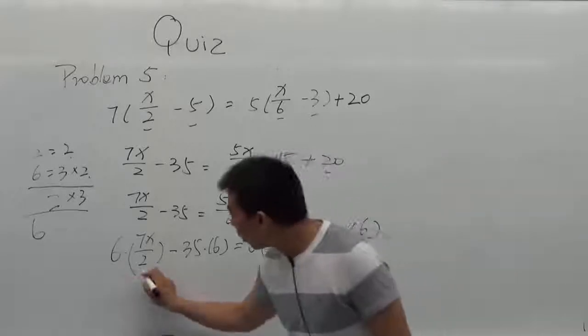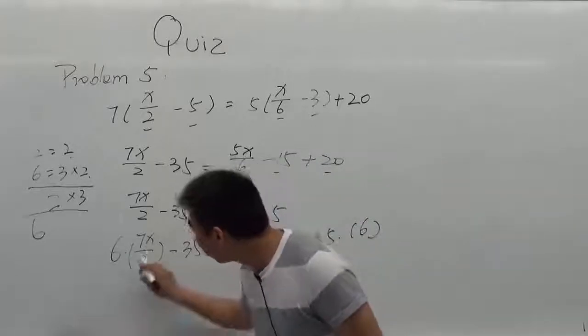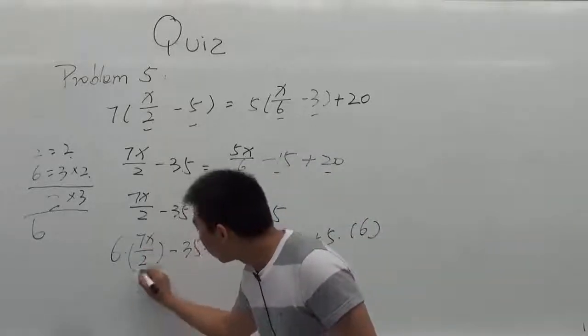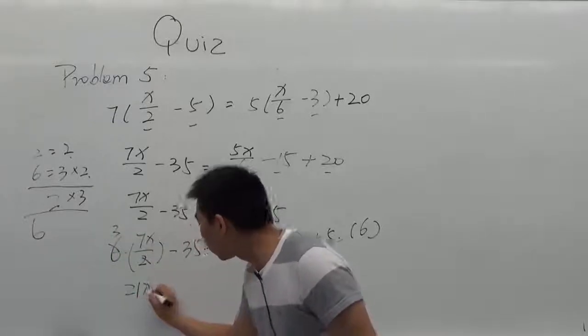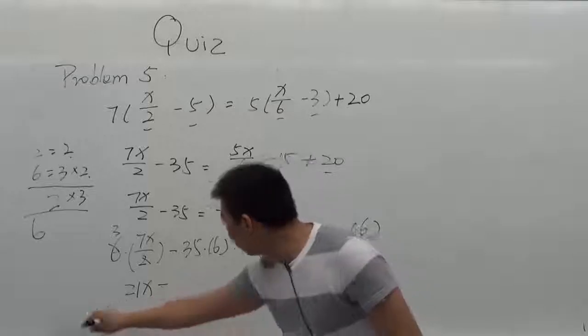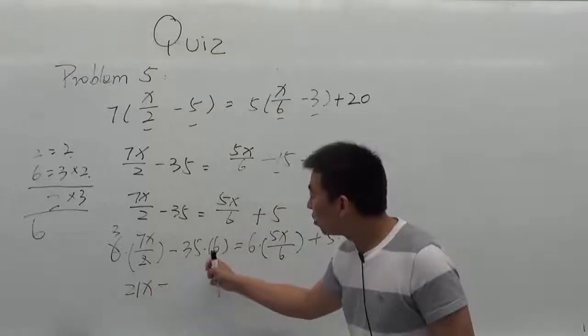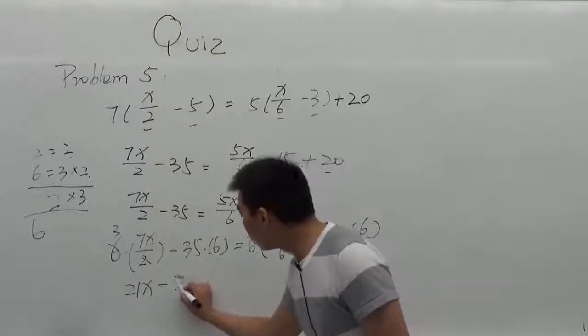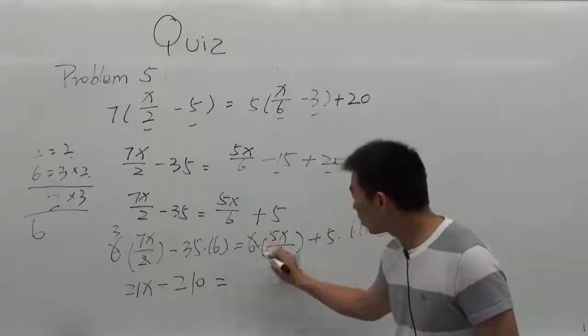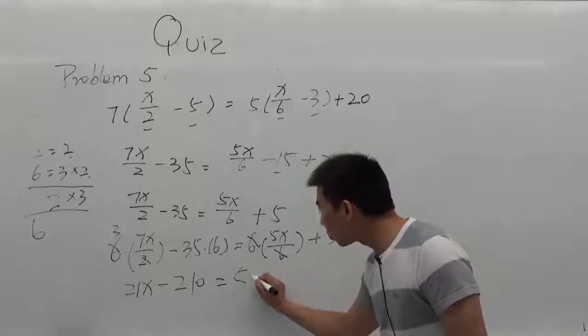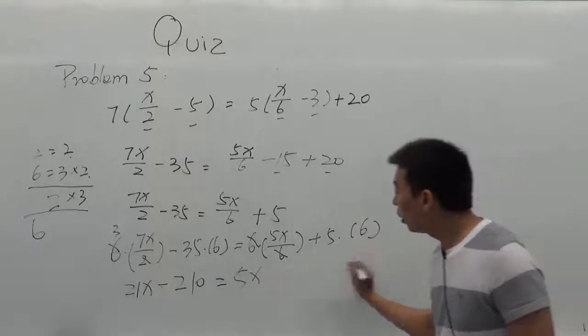So we have 6 divided by 2, that gives us 3. 3 times 7x gives us 21x. Here we have 35 times 6, that gives us 210. On the right side, the 6s cancel out, that gives us 5x. Then we have 30.